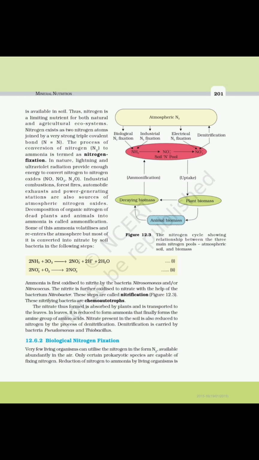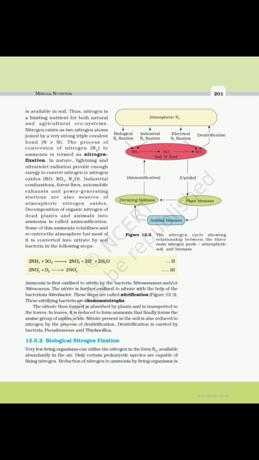Nitrogen exists as two nitrogen atoms joined by a very strong triple covalent bond, N≡N. The process of conversion of nitrogen (N2) to ammonia is termed nitrogen fixation. In nature, lightning and ultraviolet radiation provide enough energy to convert nitrogen to nitrogen oxides: NO, NO2, N2O. Industrial combustions, forest fires, automobile exhausts and power generating stations are also sources of atmospheric nitrogen oxides.